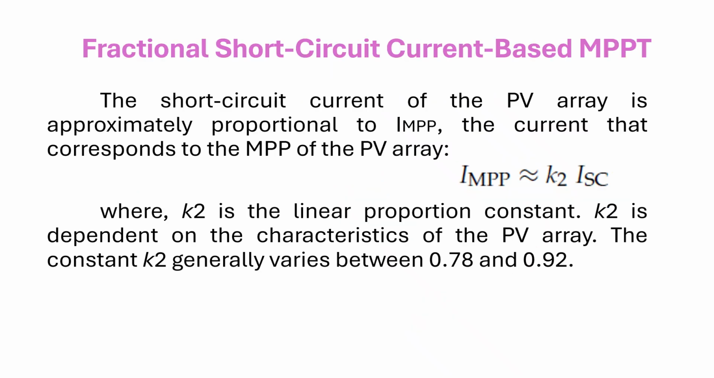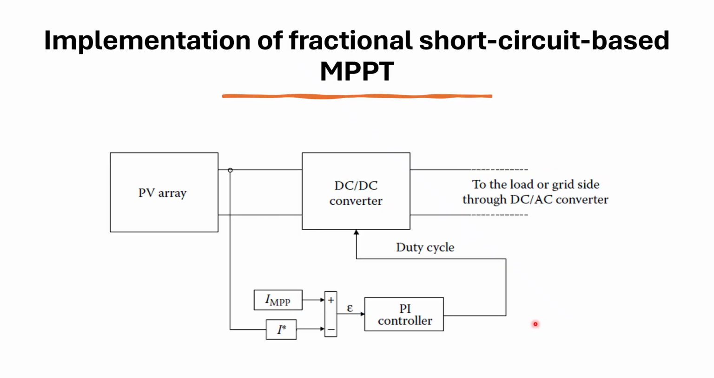Next is the short circuit current based MPPT. This is IMPP, which is the current at the maximum power point, and this current is linearly proportional to the short circuit current, equivalent to a constant factor K2. This is again a factor that depends on the characteristics of the PV array. Like K1, this value of K2 also varies, lying between 0.78 and 0.92.